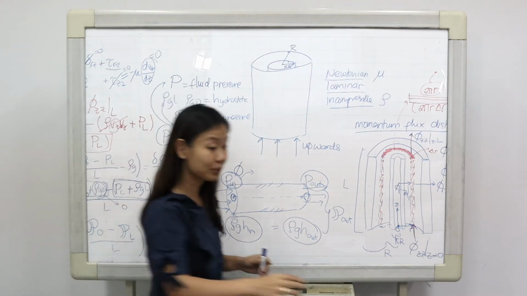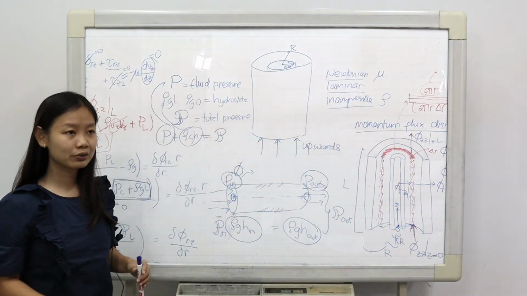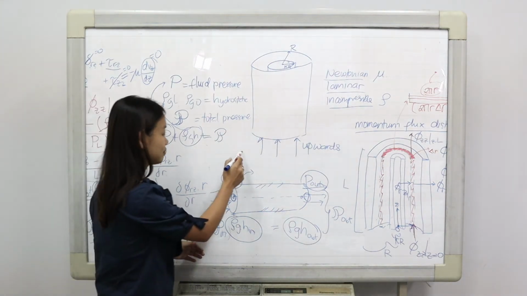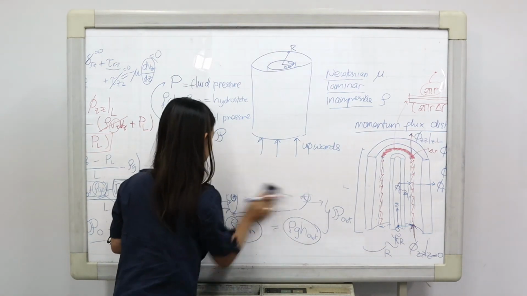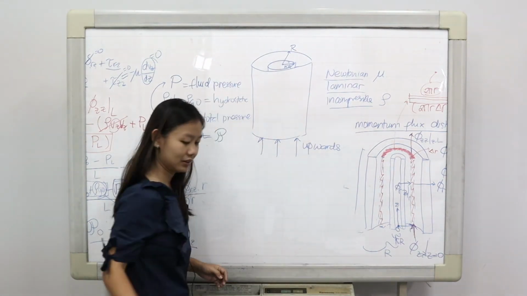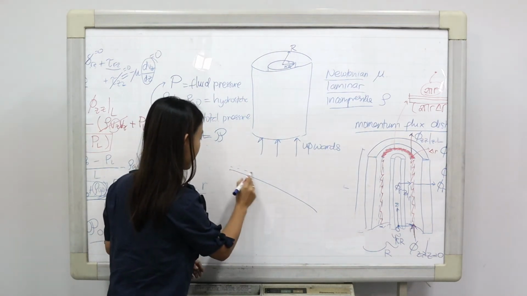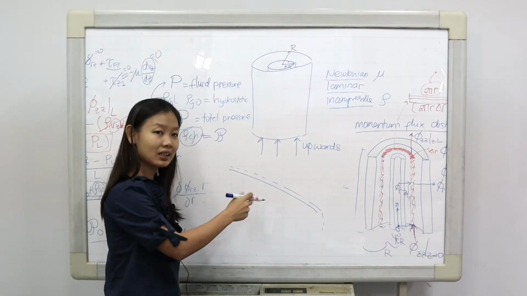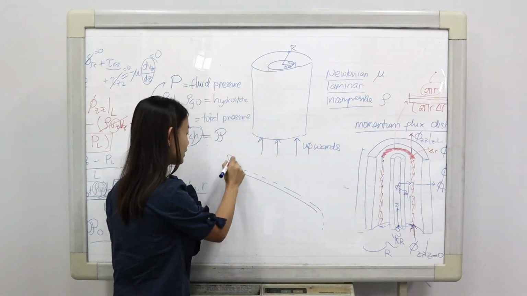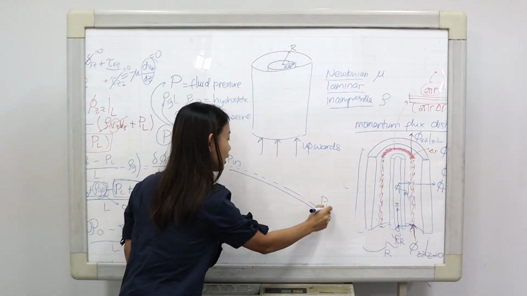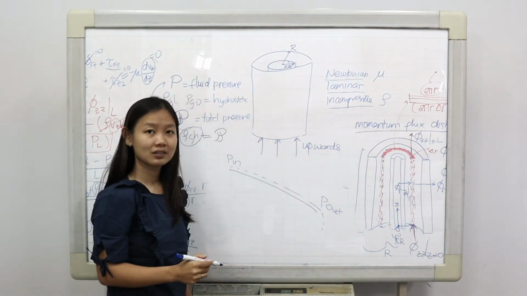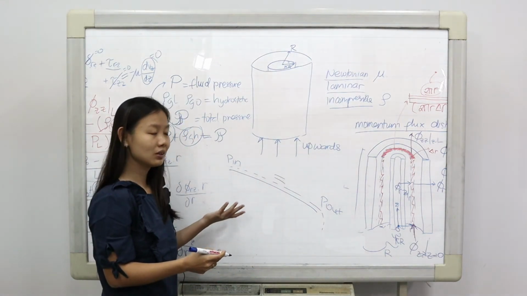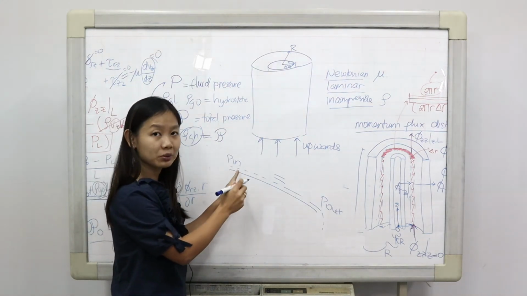Now, one more example. Do you still remember in our first meeting, we had a falling film, like this? You remember that in this case, we said that the pressure in and pressure out are equal. Why was it equal? Because the system is open to atmosphere.